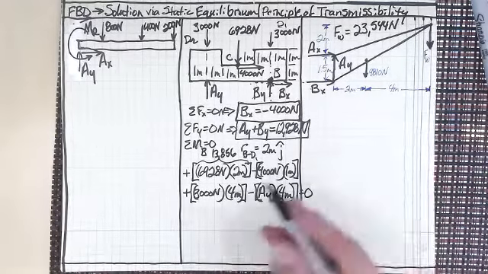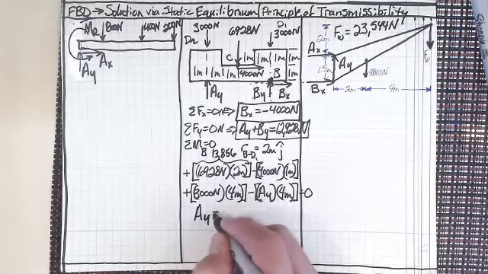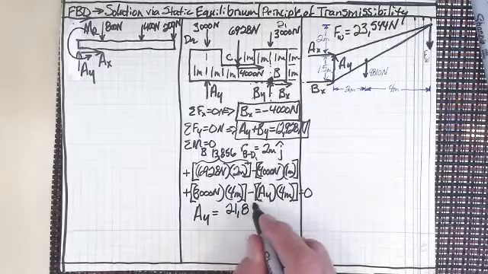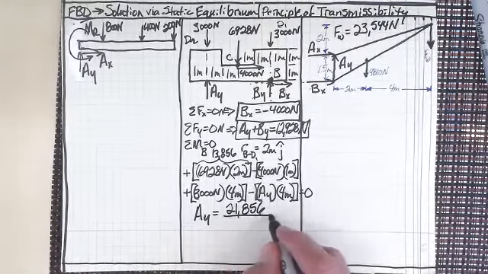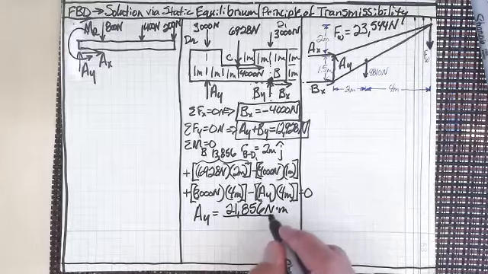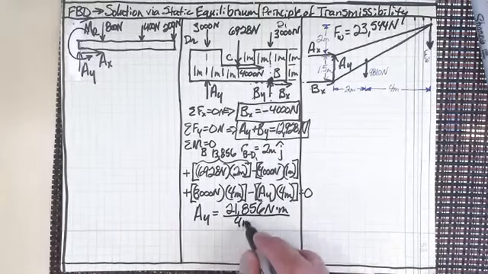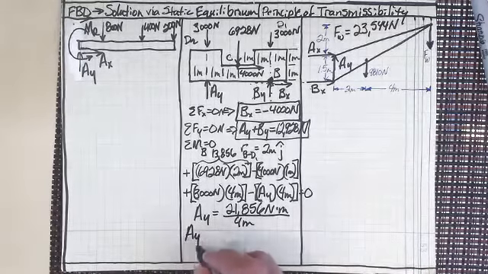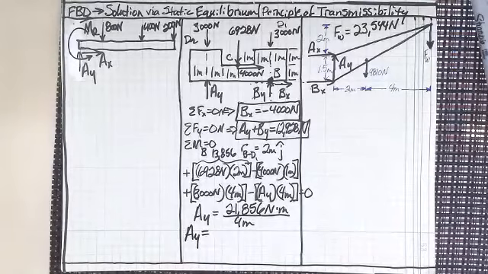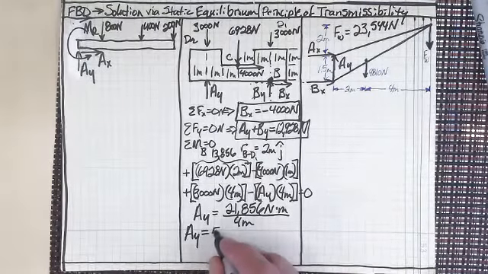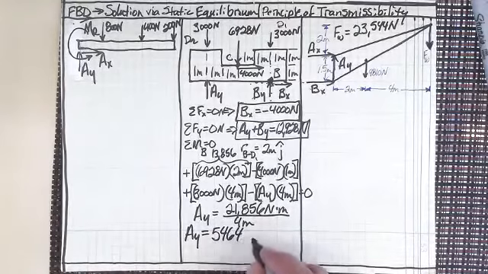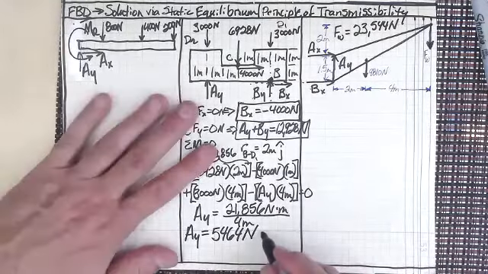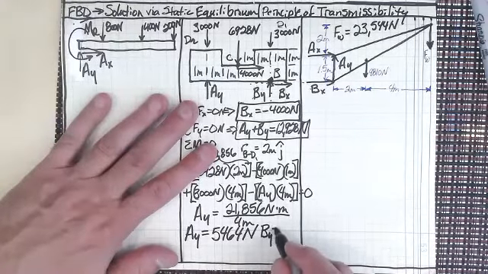21,856, and that's going to be divided by 4 for us to get A sub y. Right, so 21,856, and that of course would be newton meters or joules, and then divided by 4 meters, and that gives us A sub y: 5,464 newtons.